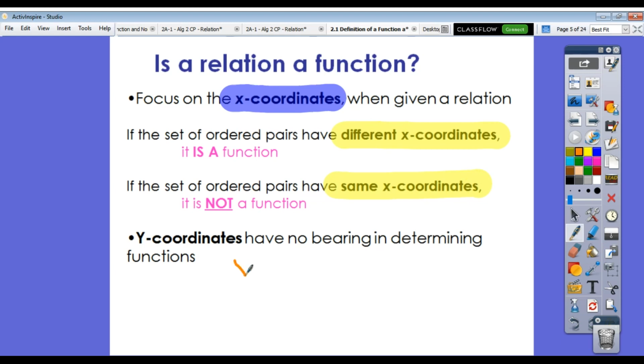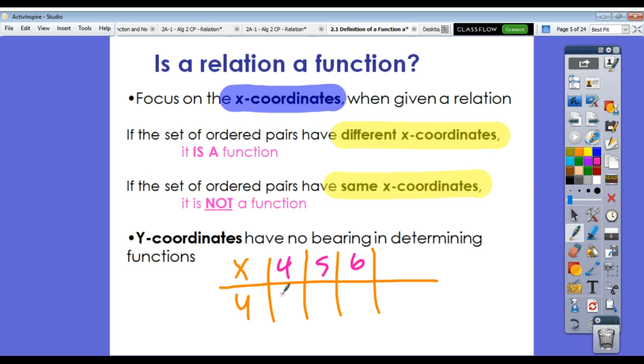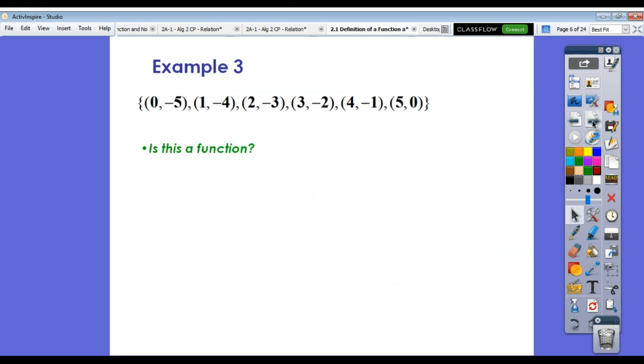For example, if I have a table, this is 4, 5, 6, 2, 2, 2. Do you see any of the x repeats here? None, right? So the twos, the y, is being repeated here, but it doesn't matter. This relation is still going to be a function.